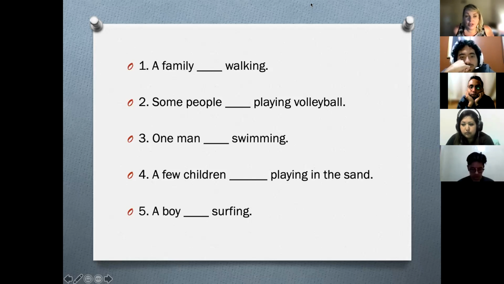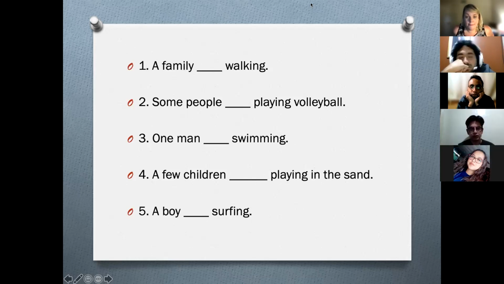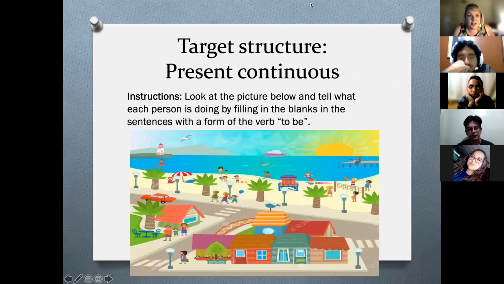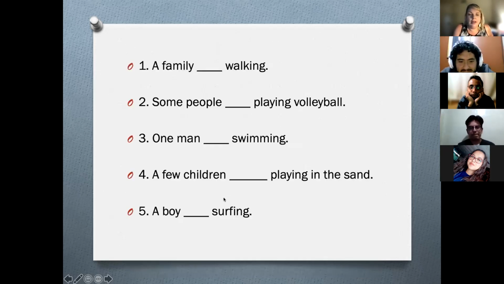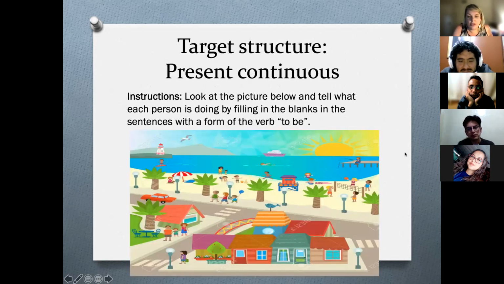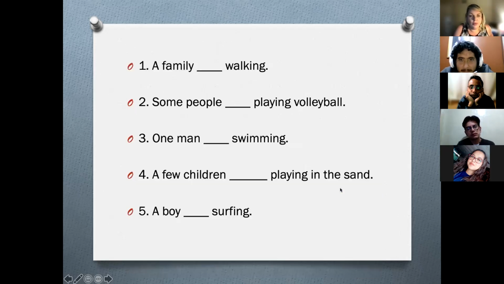Do we need the picture to do this? Yes, we need to look at the picture to see if it's true or false. A family is walking. Okay, so we have a family walking right here, right? Some people are playing volleyball. Then I have to look back at the picture. Some people, are they playing volleyball? Yes, okay, they are playing volleyball. Yes, that's true. One man is swimming.